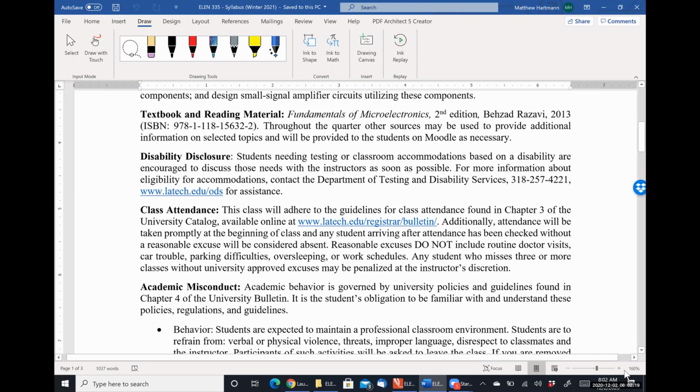This is officially, we will adhere to the guidelines for class attendance found in Chapter 3 of the University Catalog, blah, blah, blah. Unofficially, you're adults. You can come and go as you please. I will be running a concurrent Zoom session for all of our class meetings, meaning that if you choose not to attend in person, which I personally don't think is a particularly good idea, but you're an adult and you can make that decision for yourself, you can attend all of our class meetings other than the exams online, and I won't in any way, shape, or form hold that against you. It'll just be harder for you to interact with me and all that kind of good stuff.